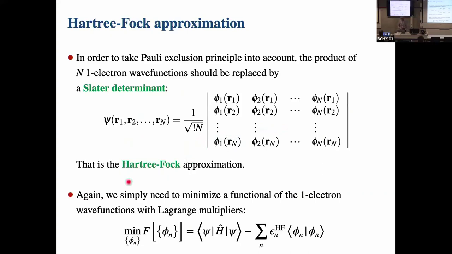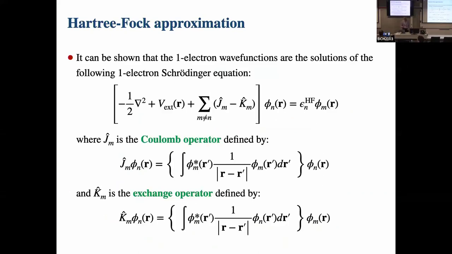Okay. And in that case, you can again write the minimization of a functional that depends on the energy minus some Lagrange multipliers that impose the constraint of orthonormalization of the one-body wave functions phi. And so again, if you derive these equations, you can come directly to this.